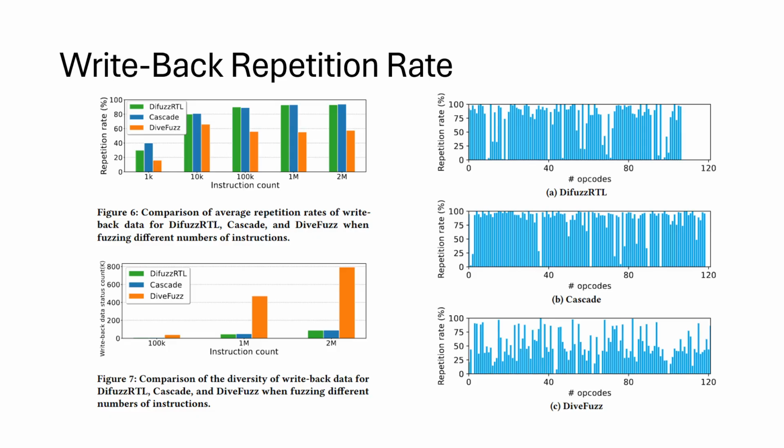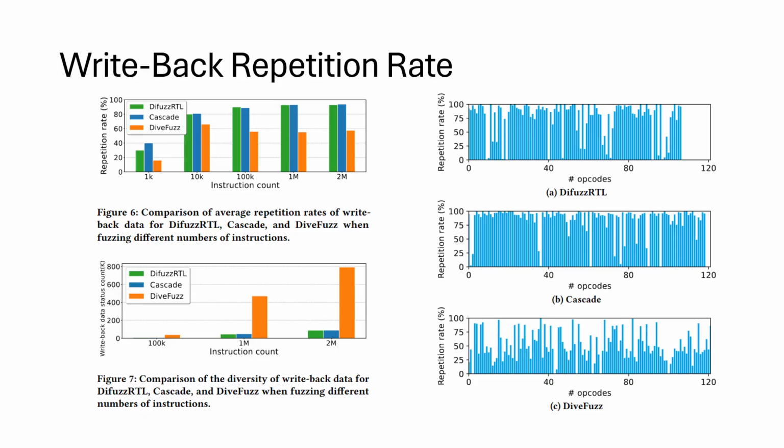Now let's look at some results. This chart from the paper shows the write-back repetition rate, how often instructions produce the same results. So on the left here we have the DiveFuzz RTL and Cascade, 2 other state-of-the-art CPU fuzzers. And we can see the comparison between the two. For example, we have the write-back data repetition rates, and then we have the average repetition rates, and then we have the diversity of write-back data.